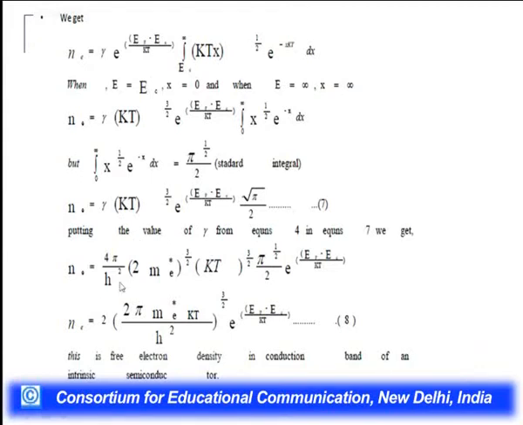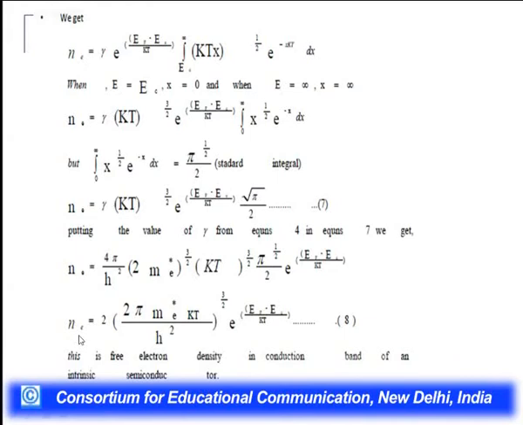Then we put this equation in equation 4, substituting the value of γ from the above equation. Then we get Ne = 4π (2m/h²)^(3/2) (KT)^(3/2) π^(1/2) / 2 × e^((EF − EC)/KT), as we are talking about the electrons in the conduction band.